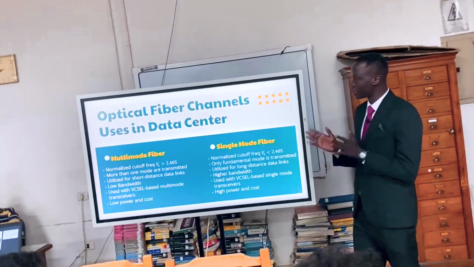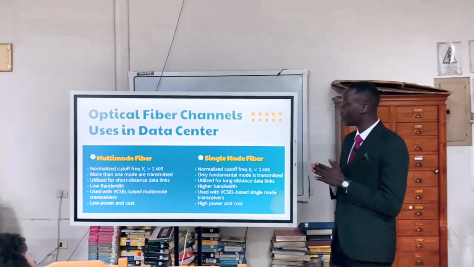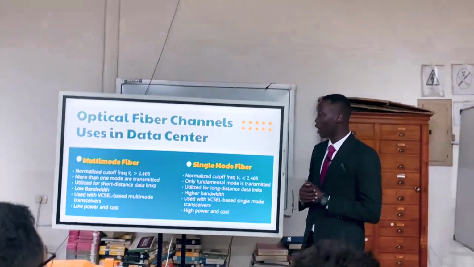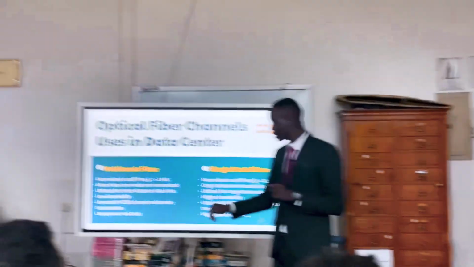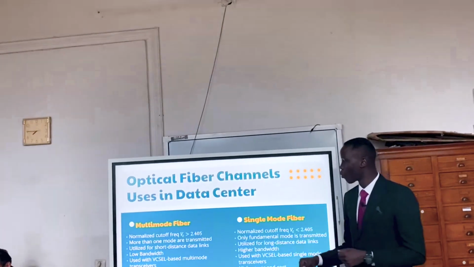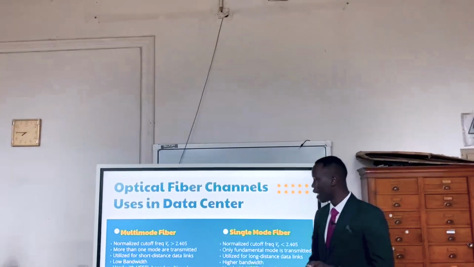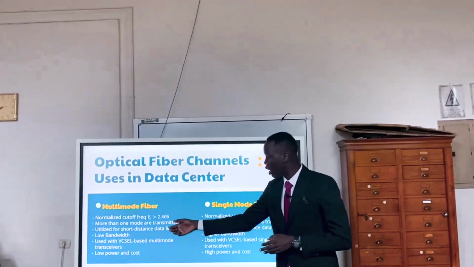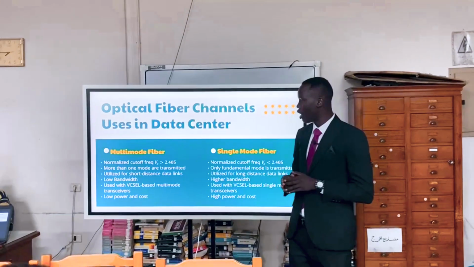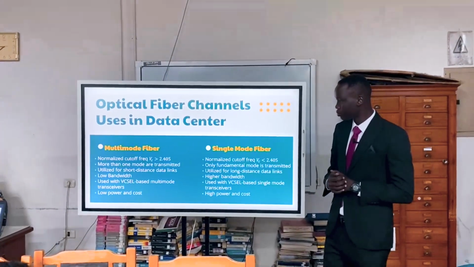The optical channels can be classified into two, based on what we call the normalized cutoff frequency. If this normalized frequency is greater than 2.405, we call that multimode, where we have more than one mode going through the fiber channel. Multimode is utilized for short-distance transmission, and the challenge it has is low bandwidth.